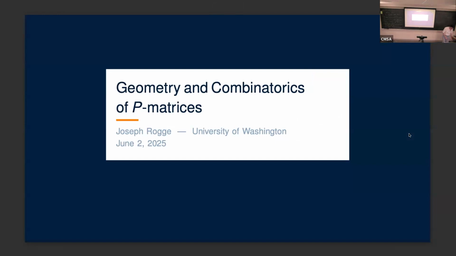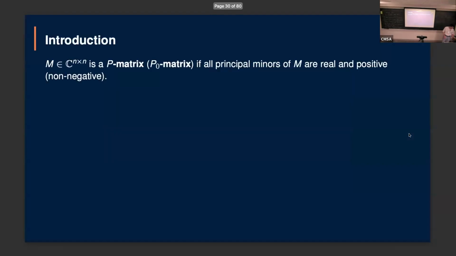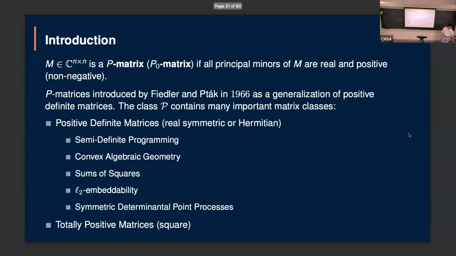All right, so I want to tell you all a little bit about geometry and combinatorics of a class of matrices called P-matrices. A P-matrix is a complex n by n matrix, all of whose principal minors are real and positive. You can think of this as PSD matrices if you're familiar, but without the condition that they're symmetric or have real entries. And up to closure, you can consider non-negative principal minors.